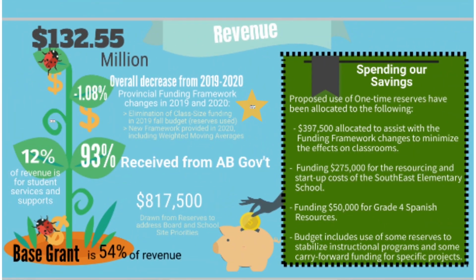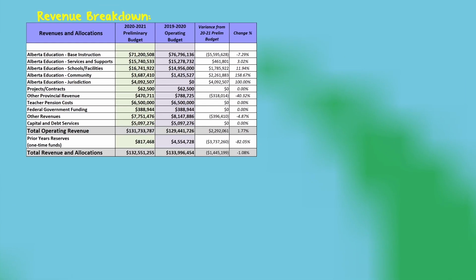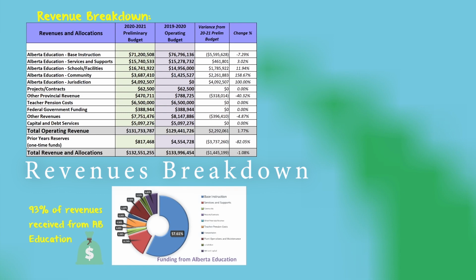Overall, the changes in the provincial funding framework have significant effects on the division, as approximately 93% of total funding for the division is received from the provincial government. Therefore, when looking at the revenues breakdown between the different types of funding, as noted before, 93% of the revenues are received from the province.